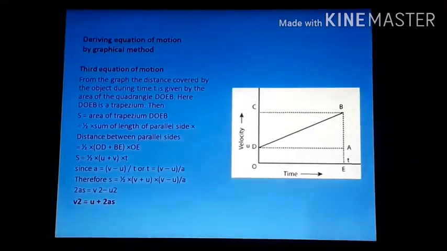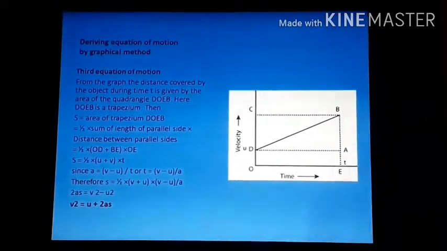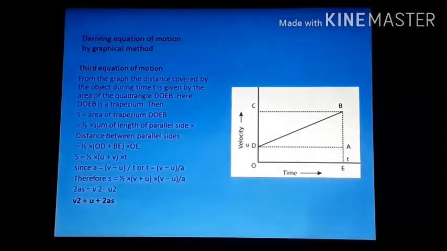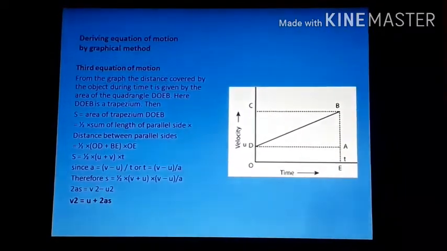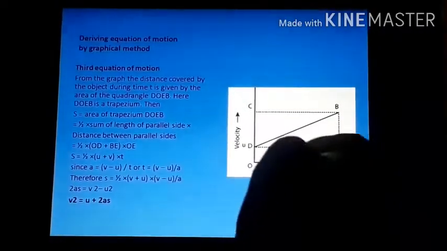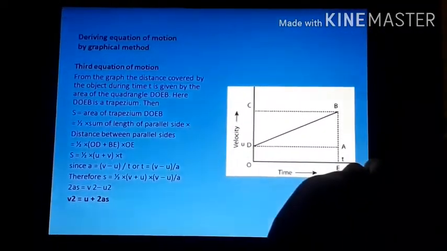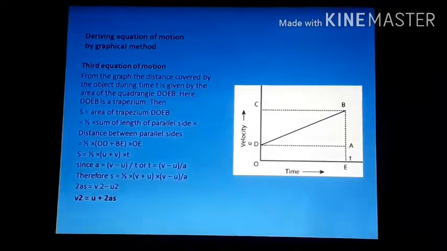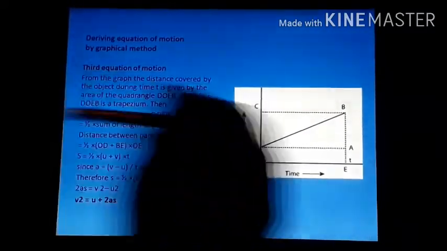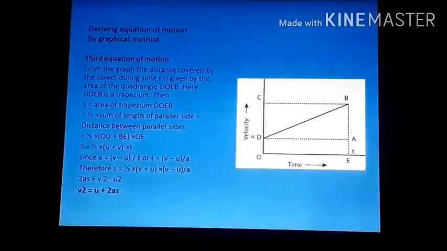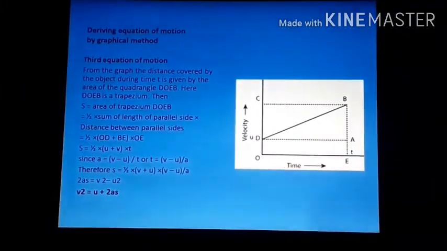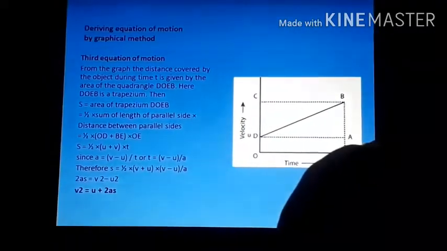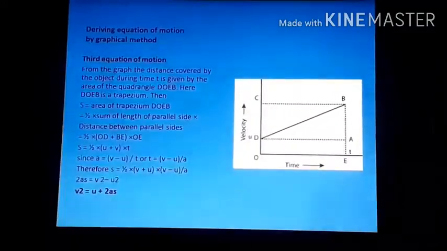We know the formula for the area of a trapezium is half into the sum of the lengths of the parallel sides into the distance between the parallel sides. So here, what is the sum of the lengths of the parallel sides? That is OD plus BE, these two sides, into the distance between the parallel sides. The distance between the parallel sides is OE. So s is equal to half into OD is u plus BE is v into OE is t.